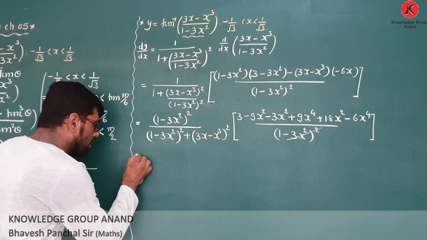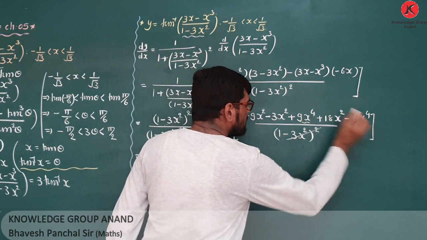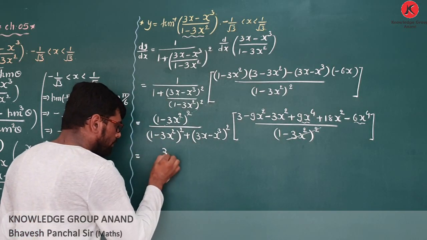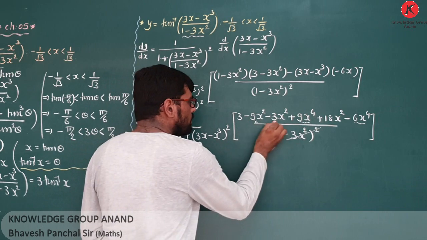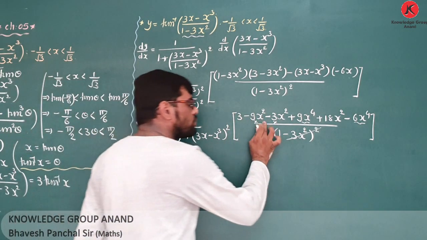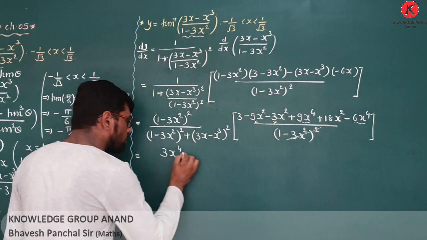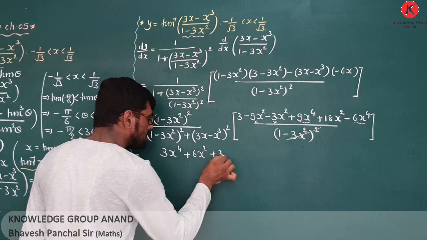Now see in numerator 9x raised to 4 minus 6x raised to 4 gives 3x raised to 4, minus 9x square minus 3x square, that is minus 12x square, and minus 12x square plus 18x square gives 6x square, and last term plus 3 as it is.